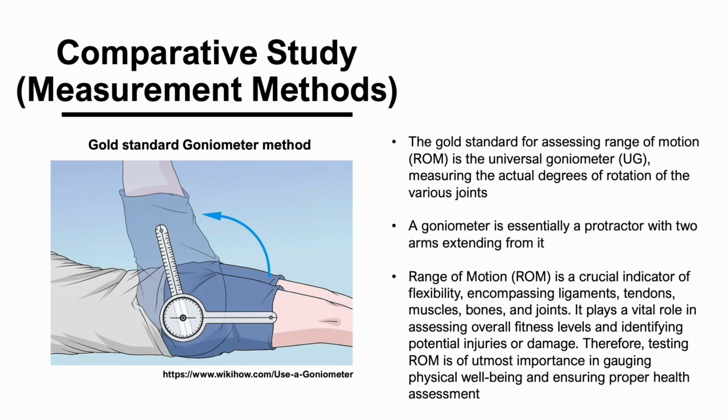And range of motion is a crucial indicator of flexibility encompassing ligaments, tendons, muscles, bones, and joints. It plays a vital role in assessing overall fitness levels and identifying potential injuries or damage. Therefore, testing range of motion is of utmost importance in gauging physical well-being and ensuring proper health assessment.